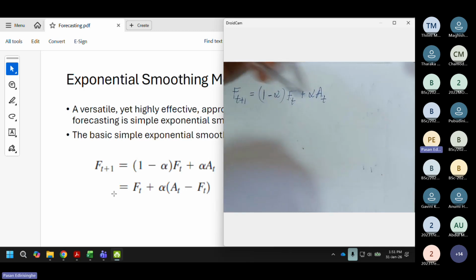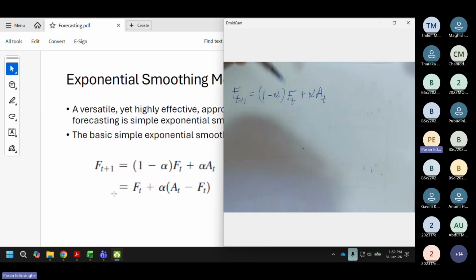So it depends on two things. And then the concept is that we are taking a fraction of that forecasted value and another fraction of that actual value. So it's kind of like a weighted average of these two, the actual value and the forecasted value. If alpha is 0, it is totally the forecasted value. And if alpha equals 1, it is totally the actual value.